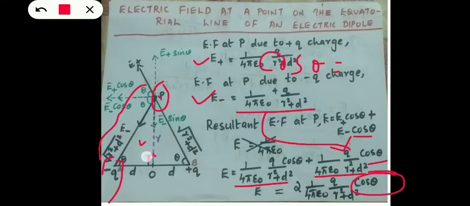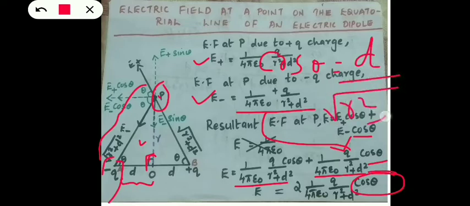So as per this right angle triangle, which is the adjacent side? D is the adjacent side. And what is the hypotenuse? Square root of r square plus d square. So adjacent side is D and hypotenuse is square root of r square plus d square. So what will be cos theta? Cos theta is D by square root of r square plus d square. Substitute that expression for cos theta here in this particular formula.